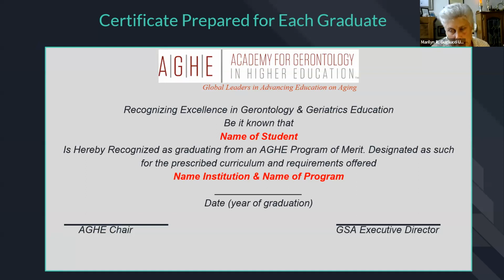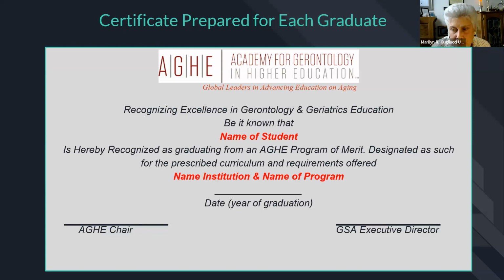something like this. Bear with me, but this kind of information recognizing excellence in gerontology and geriatrics, and you have your student graduate name there, recognized as graduating from an AGHE Program of Merit, and the prescribed curriculum and requirements offered by the name of your institution and the name of your program. So if it's a certificate in gerontology, a master's in gerontology, or a nursing program, that would be put there, the year of their graduation, and then signed by the AGHE chair and the GSA executive director.